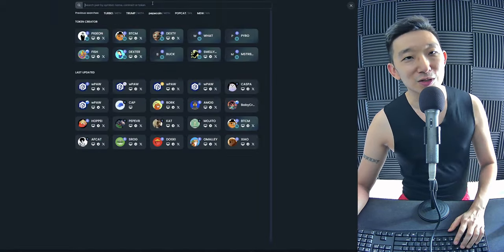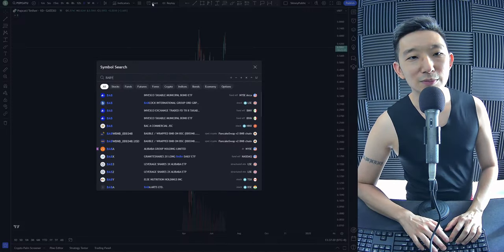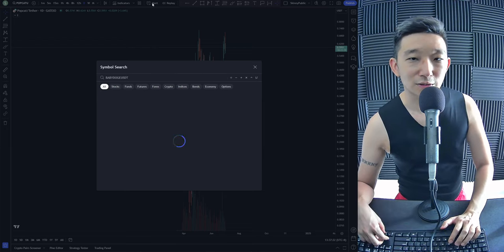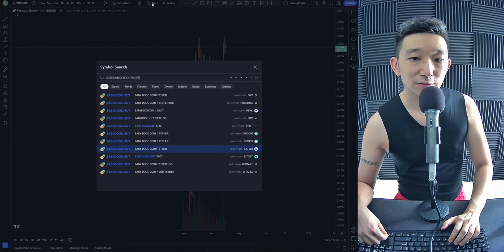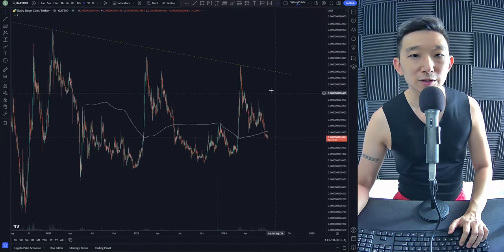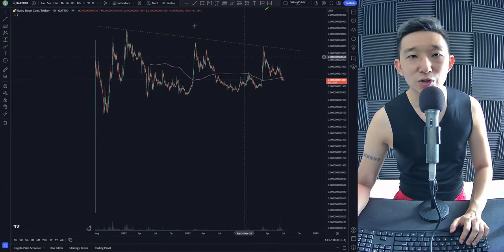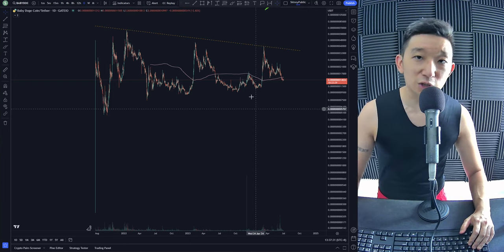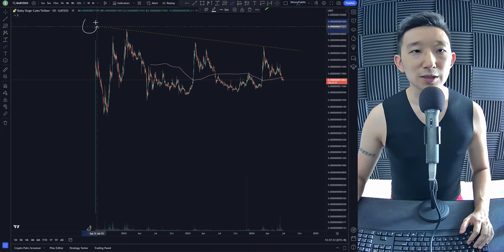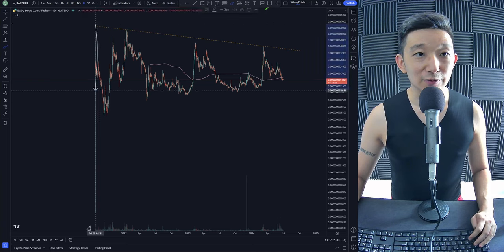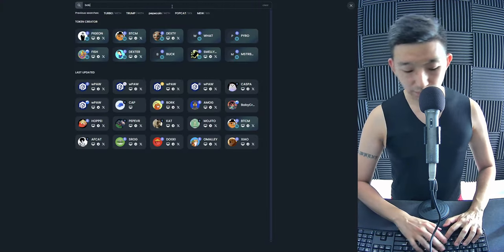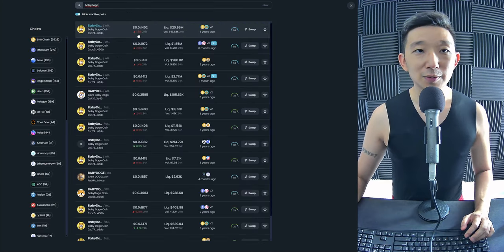BabyDoge coin. I think we've mentioned this many, many times. BabyDoge USDT on Gate. Right. If you look at BabyDoge, right, it's in a huge, huge, huge consolidation. Very huge squeeze. Right. There's actually a high over here. Right. You can see it over here. BabyDoge. So if you look at BabyDoge.